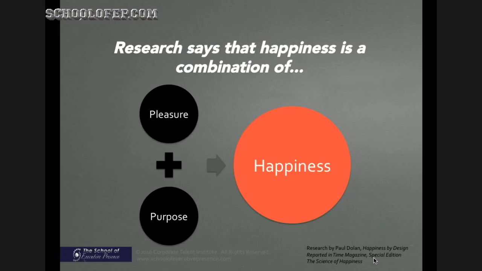And this is what we call the pleasure purpose principle. And this is something that in my organization, the School of Executive Presence, we operate by. This brings it all together. And so this is what we're trying to get to.